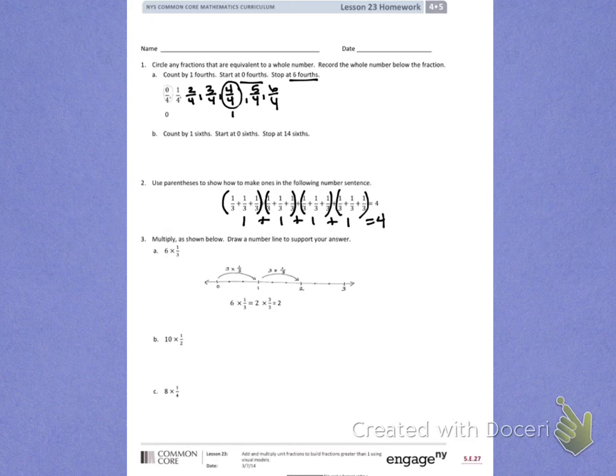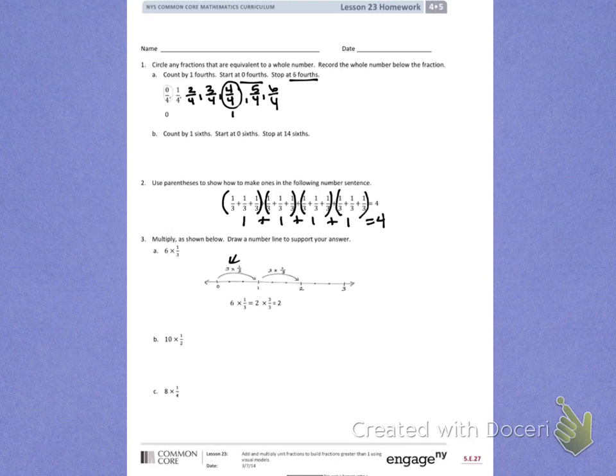Number 3. Multiply as shown below. Draw a number line to support your answer. Letter A says 6 times 1/3. They did this one for us, but let's walk through it. 6 times 1/3. So thinking back to number 2, how many thirds did we make 1 with? We needed 3 of them. And that's that multiplication sentence here.